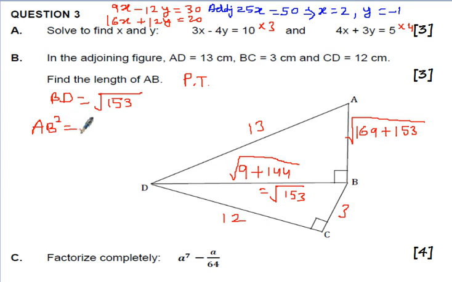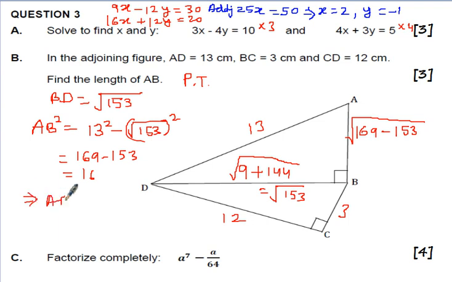So AB square will be 13 square minus, it will be minus, because hypotenuse minus 153 the whole square. That is the reason I was keeping in square root only. So you got 169 minus 153. 169 minus 153 gives you 16. So you got your answer. AB is root 16, which is 4 unit or 4 centimeter. So they wanted to know the length of AB using Pythagoras.